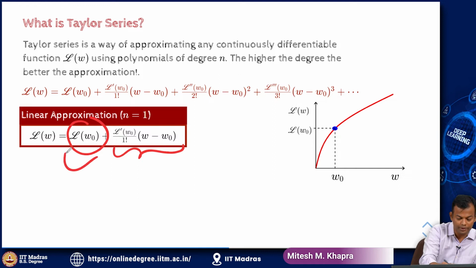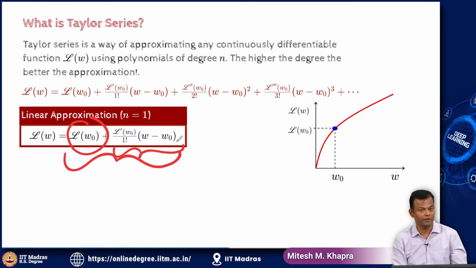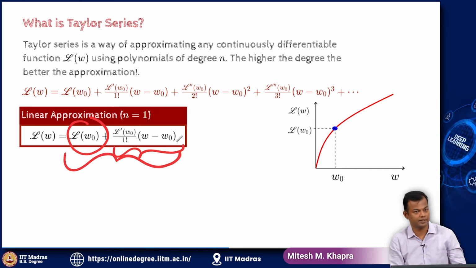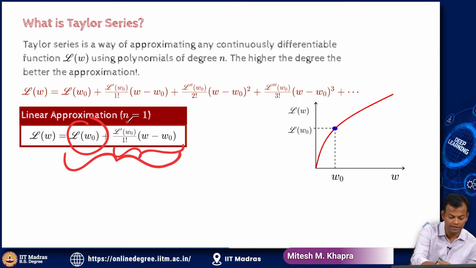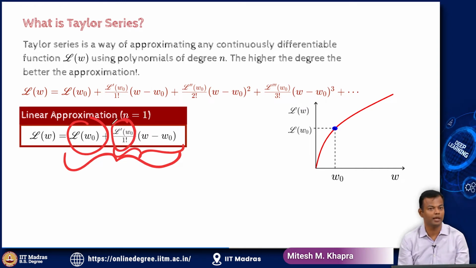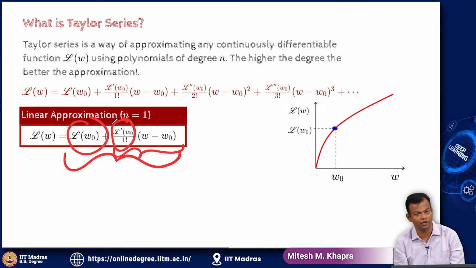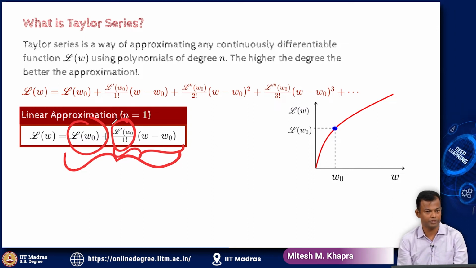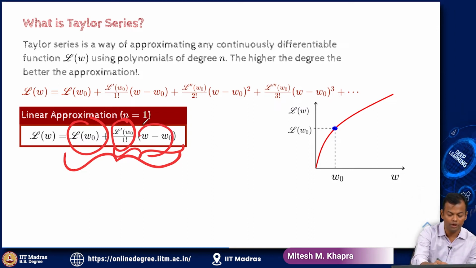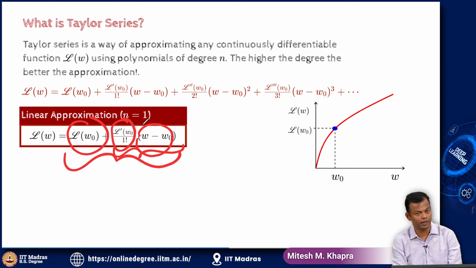L(w) is just going to be this, which is whatever was my current value plus some quantity, okay? And what is this quantity? This is L'(w0). L'(w0) is nothing but the first order derivative of the loss function. w minus w0 is actually the delta between that, right?